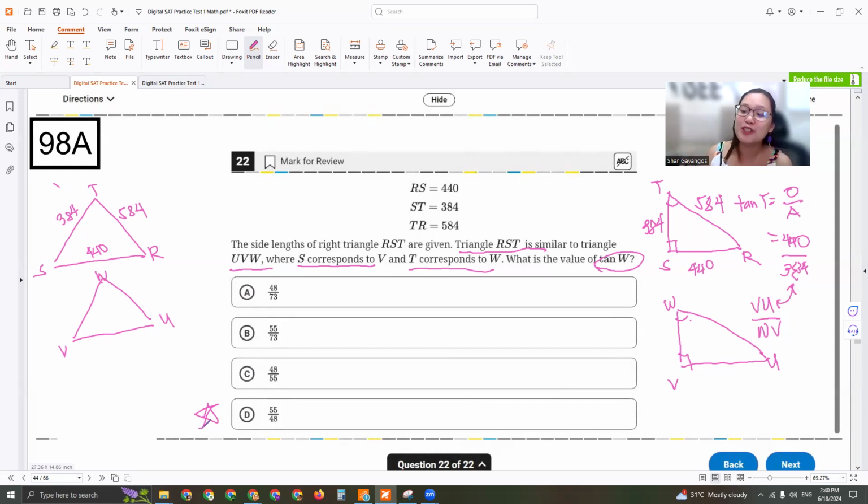So I hope this helps. Always remember, when you're working with sine, cosine, or tangent on the SAT, you're usually working with a right triangle, especially when it's with a similar triangle. And so rearrange. And how do you confirm? Because we cannot just assume. You can just go ahead and apply the Pythagorean theorem. Use your scientific calculator. What's the Pythagorean theorem again? A squared plus b squared is equal to c squared. So meaning 384 squared plus 440 squared is just equal to 584 squared.